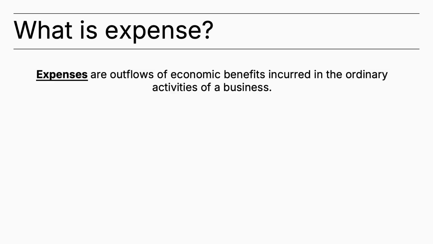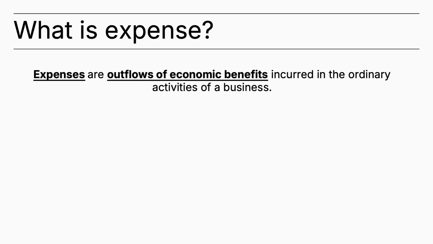Now let's define expenses in accounting terms. Expenses are outflows of economic benefits incurred in the ordinary activities of a business. As mentioned, it is an outflow of economic benefits. This simply means money or resources leaving the business during its normal operations. Unlike revenue, which brings money into the business, expenses take value out of the business. And these outflows happen because businesses need to operate and generate revenue.